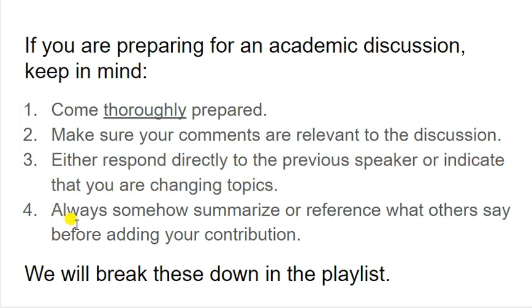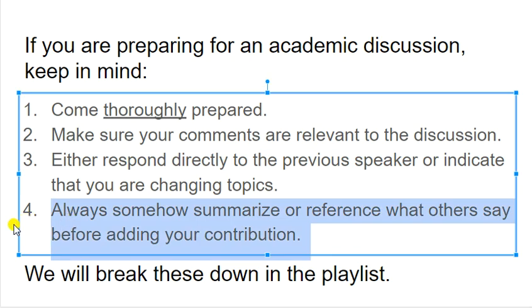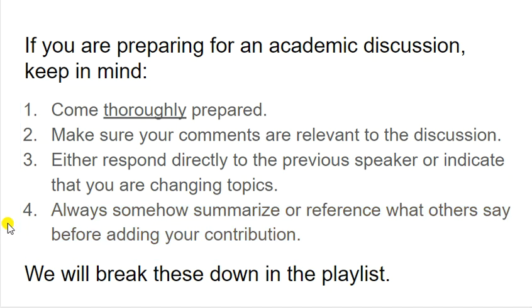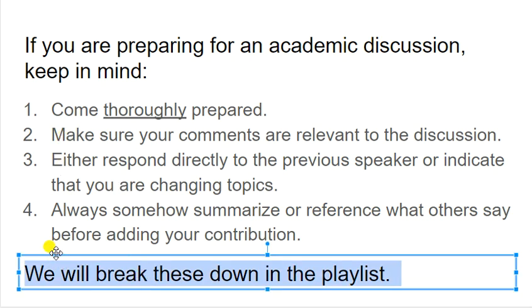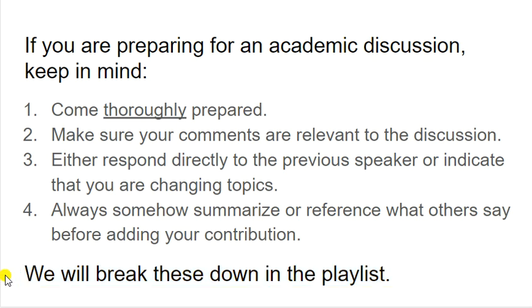Number 4, always somehow summarize or reference what others say before adding your contribution. So you're making it very, very clear to everybody that's involved in the discussion what specifically you're responding to. Okay. It also communicates that you heard what other people say. And people need to know that they are heard. Okay. So we're going to break all these down in the playlist. I'm not going to explain them very thoroughly here because that's what the playlist is for.